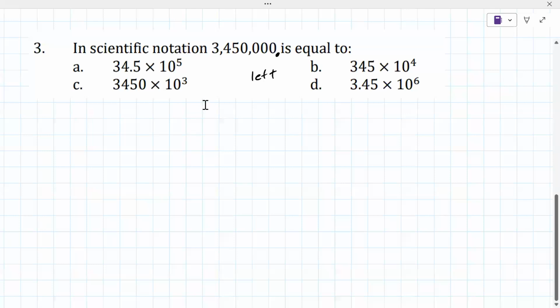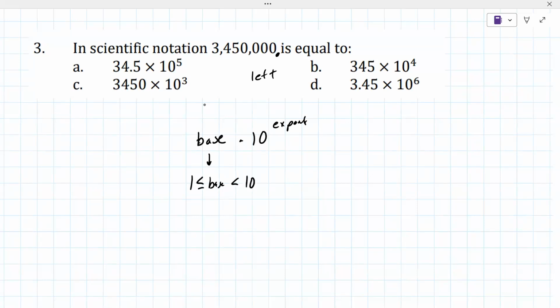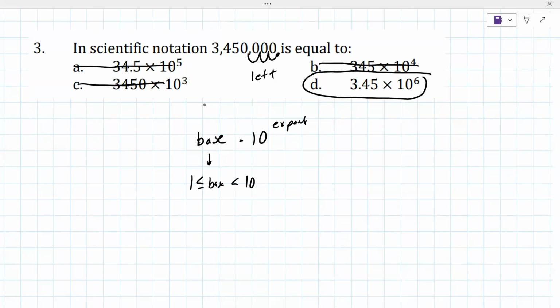The other thing is that in scientific notation, the base times 10 to the exponent, the base has to be between 1 and 10. It can be 1, but it has to be between 1 and 10, basically. So you can eliminate a couple of answers here because they are not between 1 and 10. This is the only one that is correct. If you count here, 1, 2, 3, 4, 5, 6, that's where the 6 comes from.